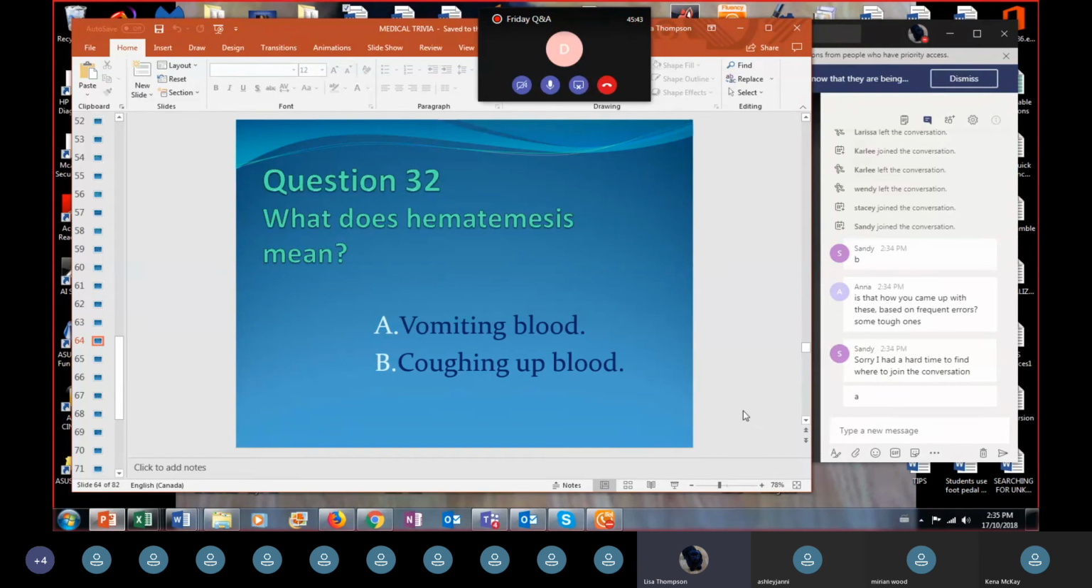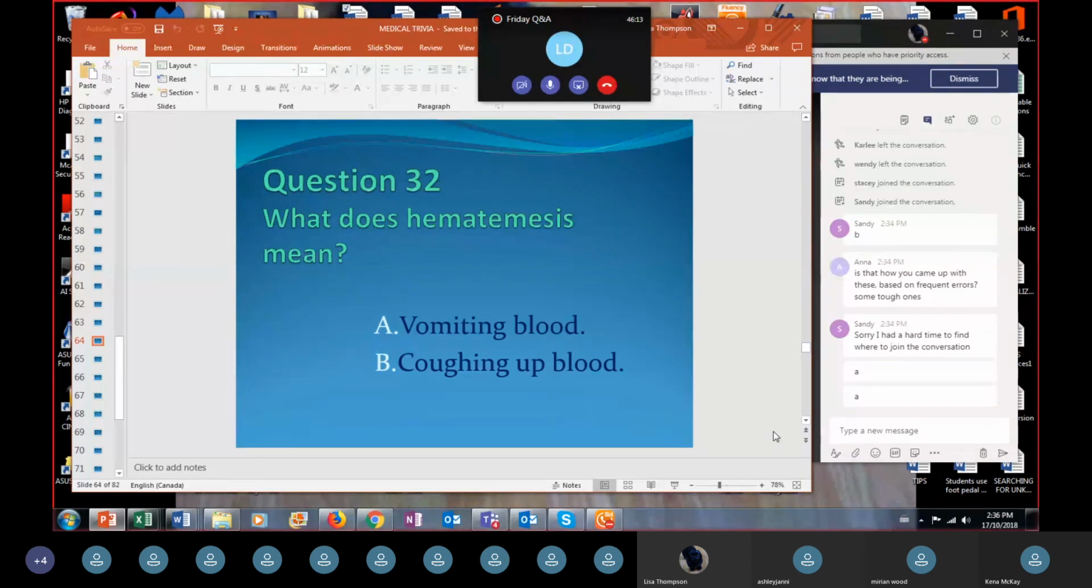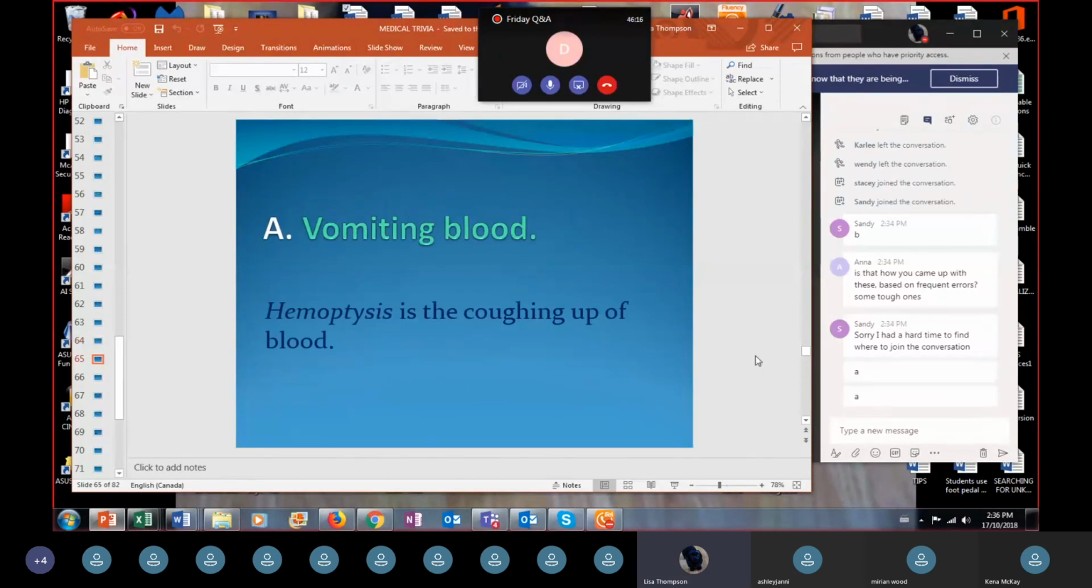Question 32. What does hematemesis mean? A, vomiting blood, or B, coughing up blood? The answer is A, vomiting blood. Hemoptysis is the coughing up of blood. So that's right, Sandy.